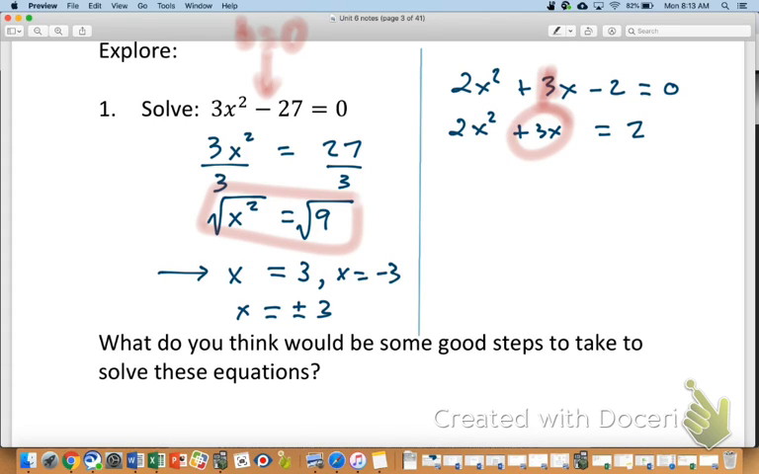Listen, the way that you determine which tool to use for the job here is really simple. Is there a B? If the B is 0, it might be a great idea to use square roots. If the B is not 0, maybe it's factoring. That's really how you decide.